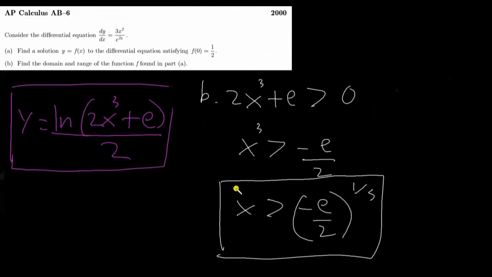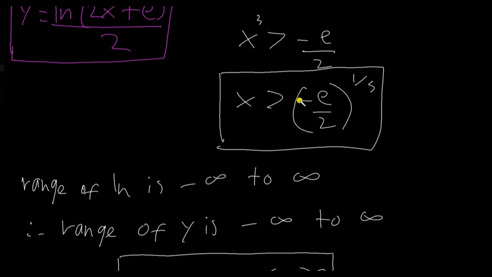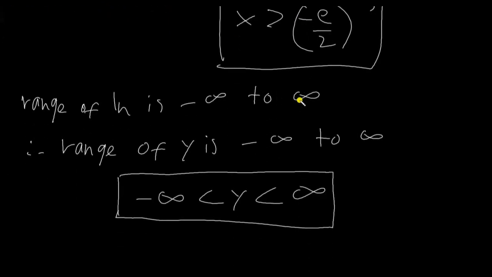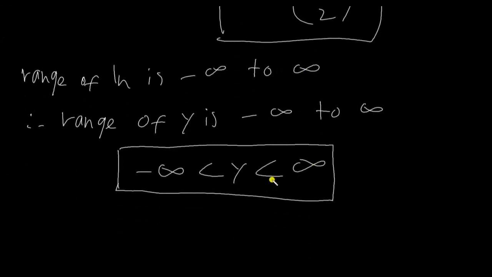And then in terms of points for this, you'd get 1 point for setting the 2x cubed plus e being greater than 0. You'd get another point for solving that. And then you'd get another point for the range.